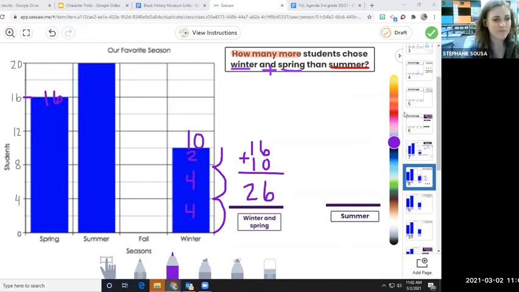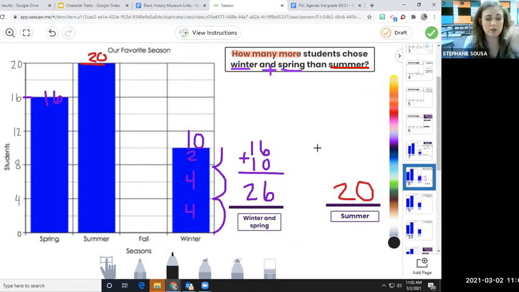All right, now we're comparing summer. Summer is all the way up here at the top. We can see that that is up to 20. So 20 people voted for summer. Our question is, how many more students chose winter and spring than summer? So I can do this one of 2 ways. I can start at 20 and count up to 26. 20, 21, 22, 23, 24, 25, 26. That was 6 more people.